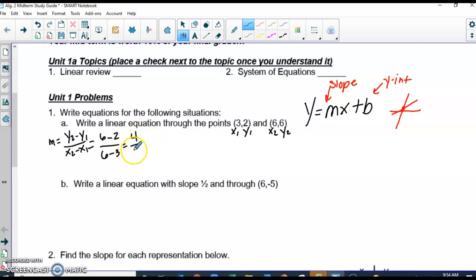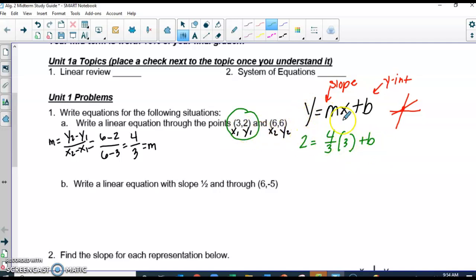6 minus 2 is 4, 6 minus 3 is 3. So 4/3 is my m. When I go back to my equation, I'm going to start to fill in what I know. I know that my m is 4/3. I also have been given points. Here is an x and a y that I can use to fill in my equation. I have not been given a b, so that is what I need to solve for.